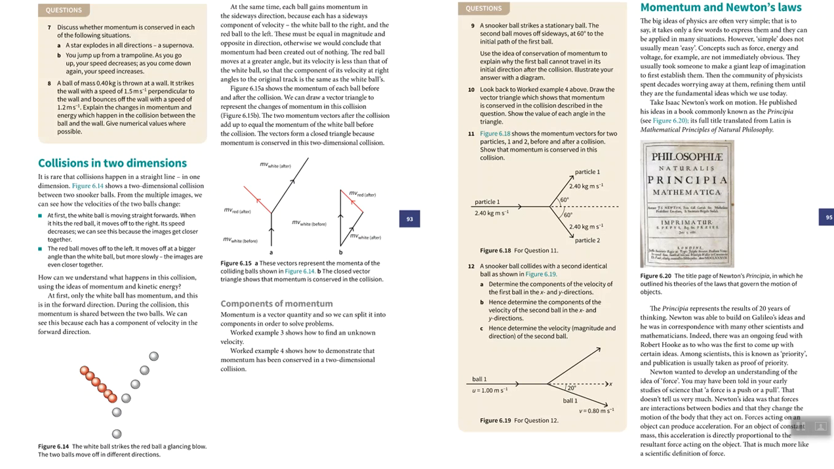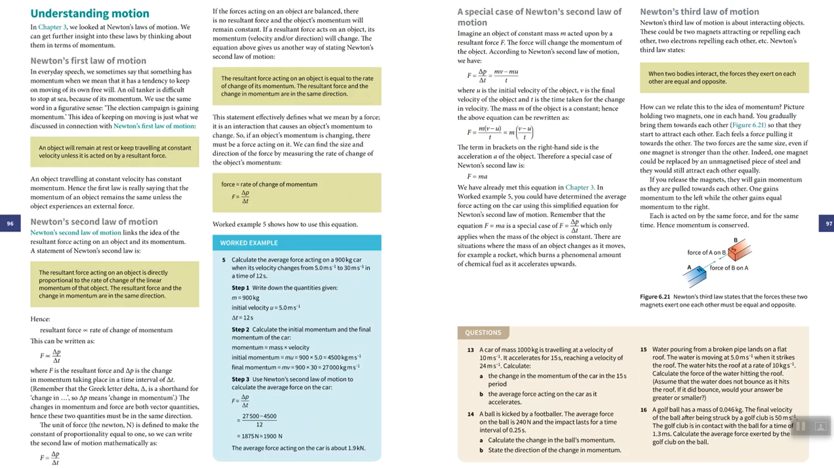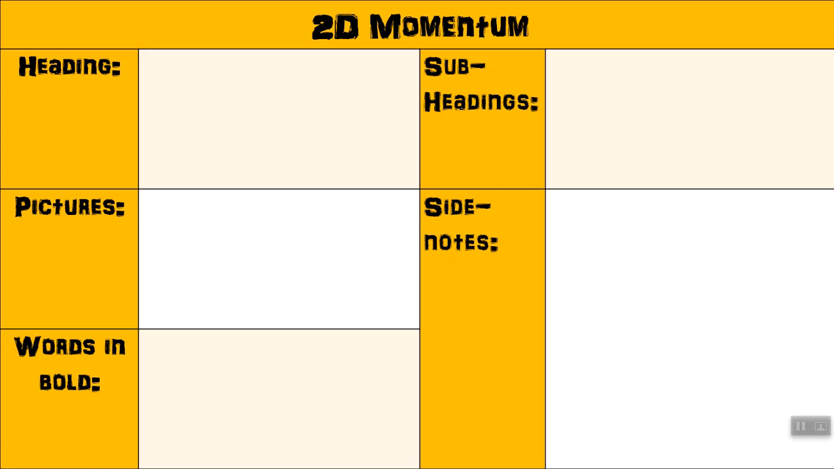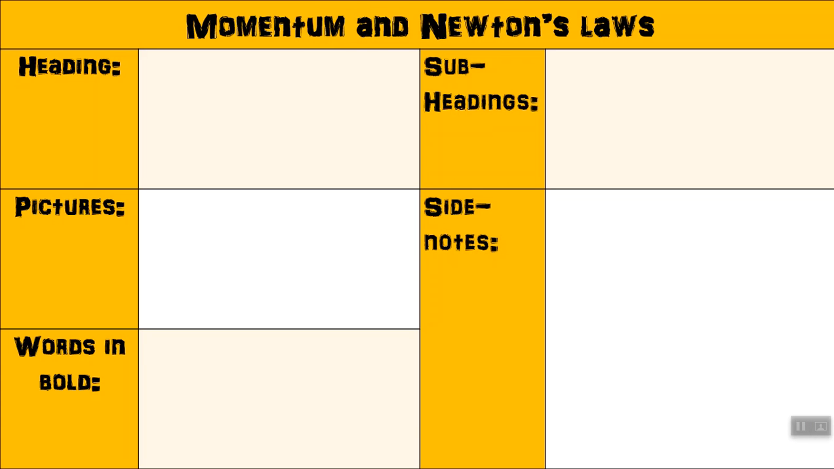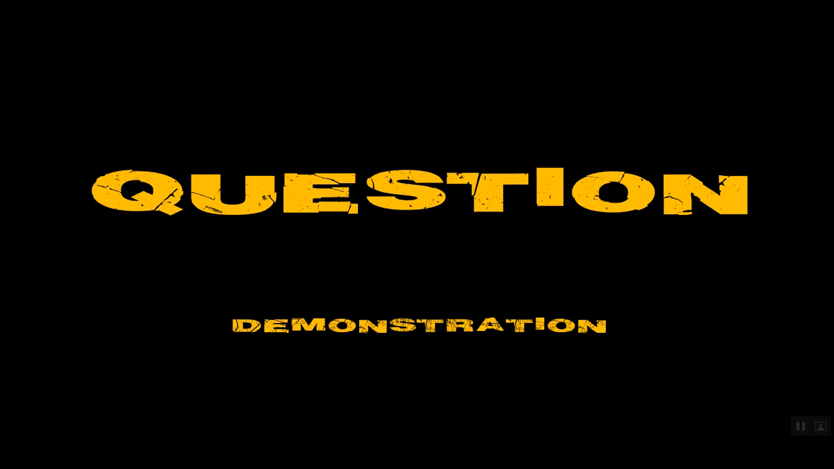Now you have to try. I want you to take pages 93 to 97, where I've given you a section on 2D momentum and Newton's laws, and I want you to write down the headings, the subheadings, the pictures, the side notes, and the words in bold. Now, once we've finished that, we're going to go over to the questioning.